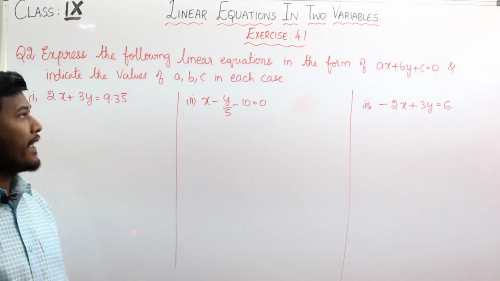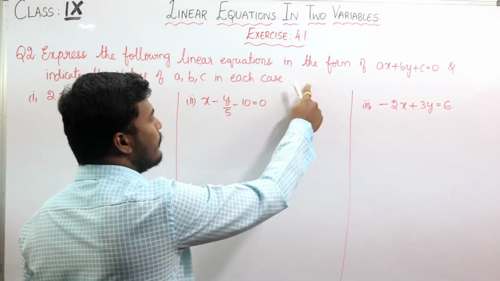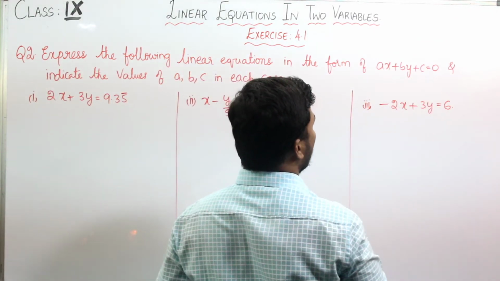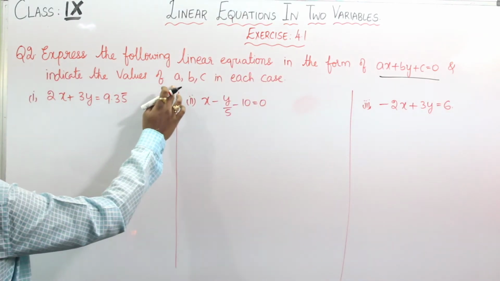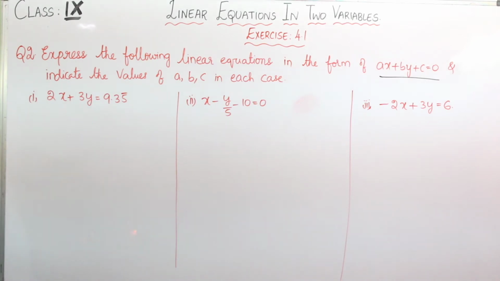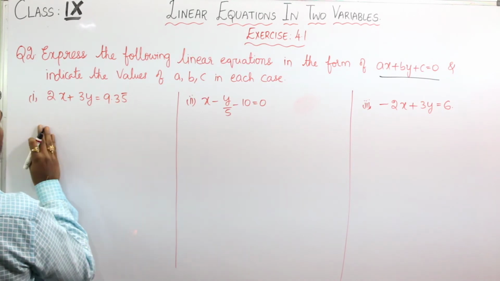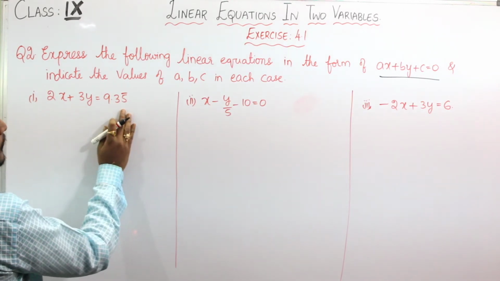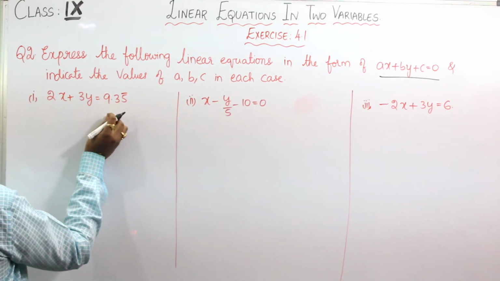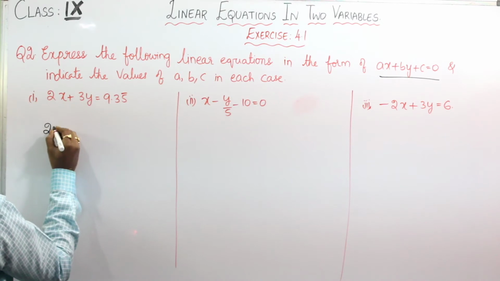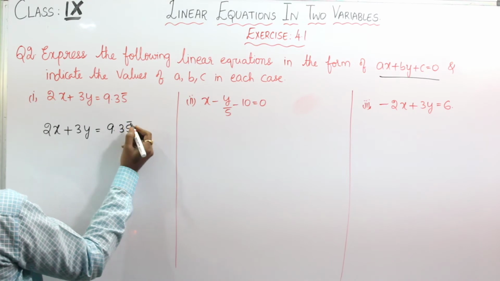Now let us start the second problem of this exercise, that is express the following linear equations in the form of ax plus by plus c is equal to 0, right? This is nothing but the standard form, and we have to indicate the values of a, b, c in each case. The first question is 2x plus 3y is equal to 9.35 bar. First we have to get this in the form of ax plus by plus c is equal to 0. We can get it by shifting this term to the left hand side. The given equation is 2x plus 3y is equal to 9.35.